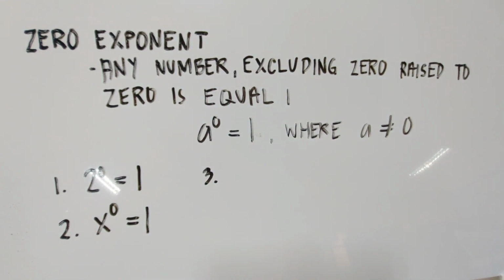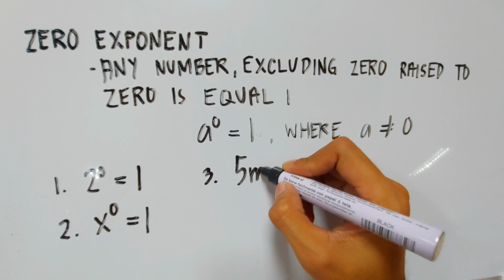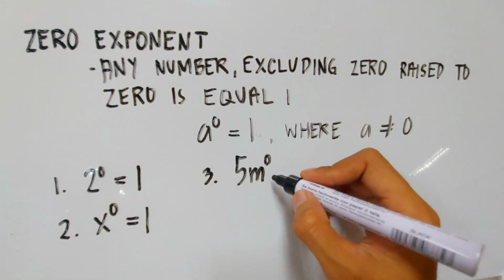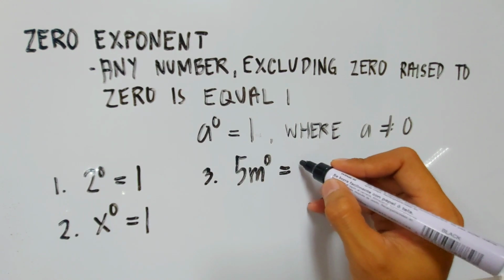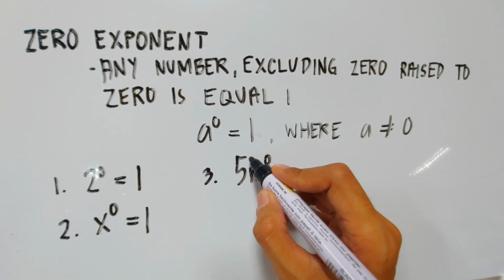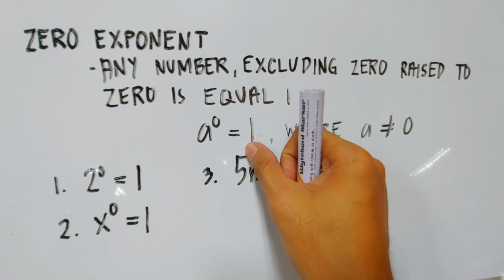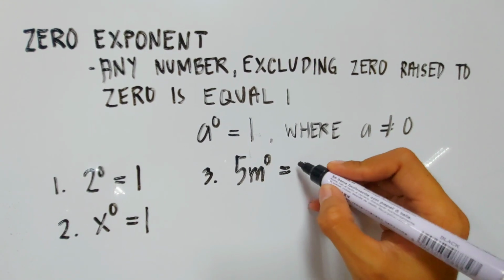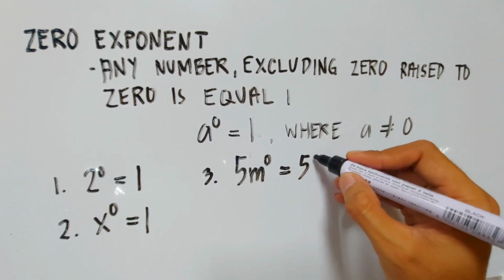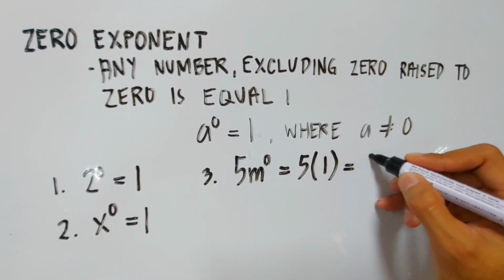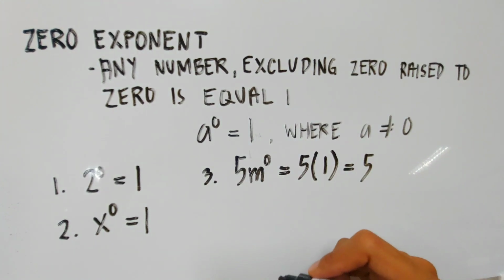Next example tayo mga kasipnatics. Number 3. So given yung 5m raised to 0. So what do you think is the answer? The answer is, okay, given yung 5, meron siyang imaginary na 1 or exponent na 1. Imaginary yun ha. And then yung m, ang exponent niya is 0. That's why we have 1. Then 5 times 1, that is 5.